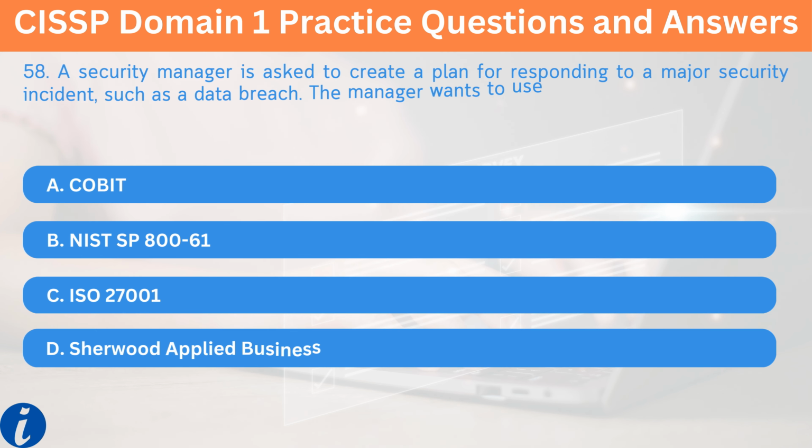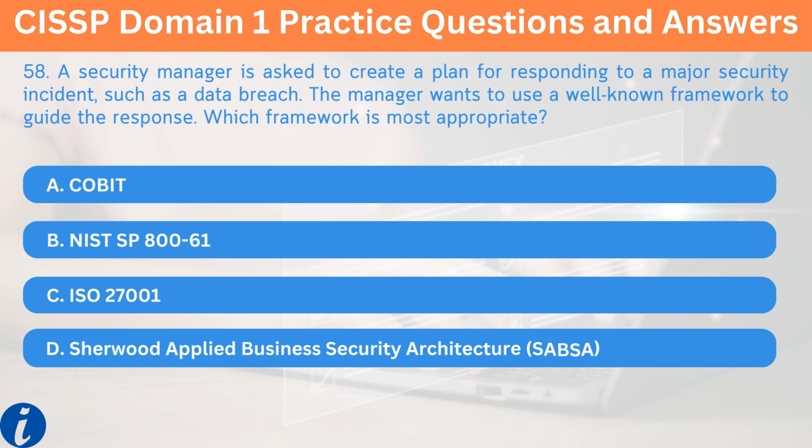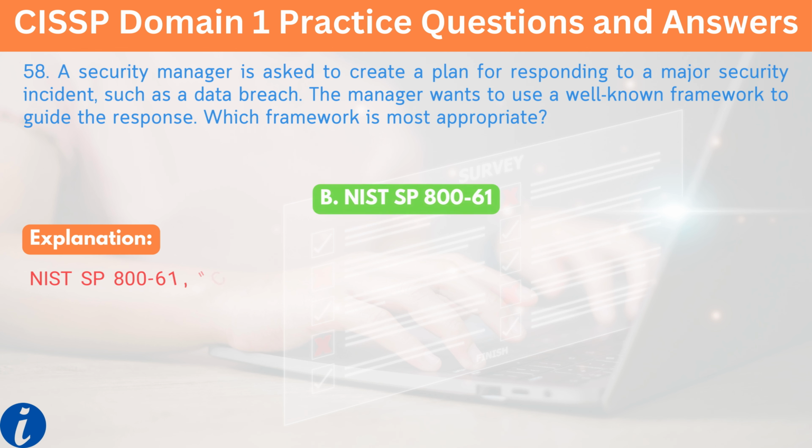58. A security manager is asked to create a plan for responding to a major security incident, such as a data breach. The manager wants to use a well-known framework to guide the response. Which framework is most appropriate? A. COBIT. B. NIST SP 800-61. C. ISO 27001. D. Sherwood Applied Business Security Architecture, SABSA. The correct answer is B.